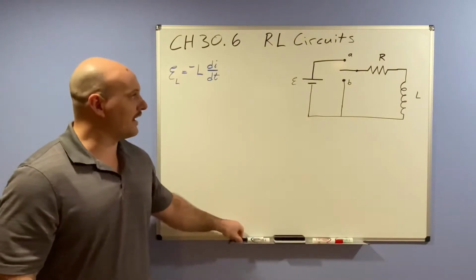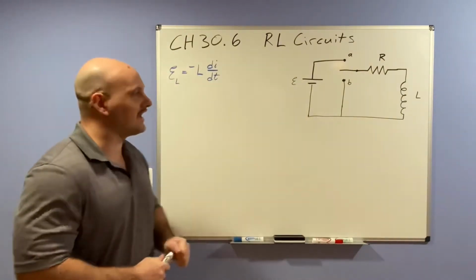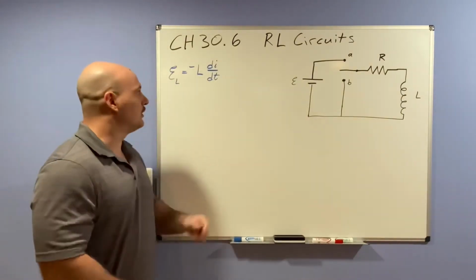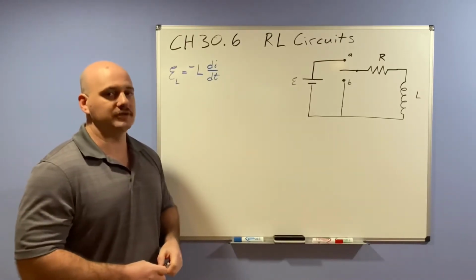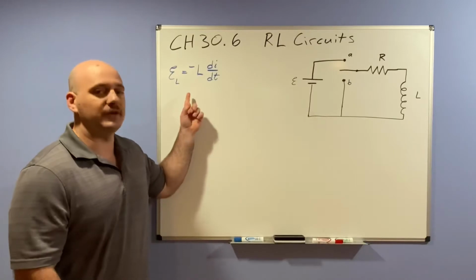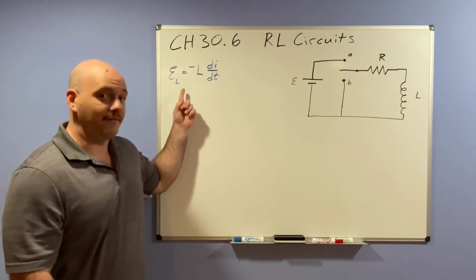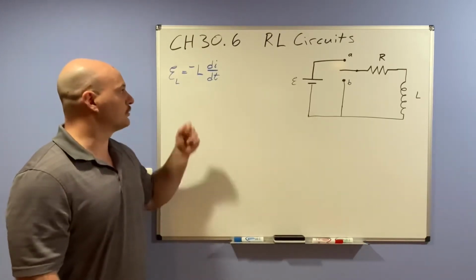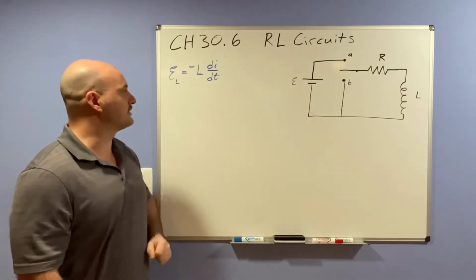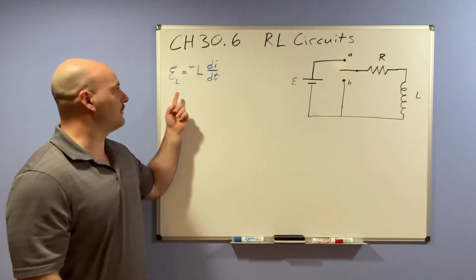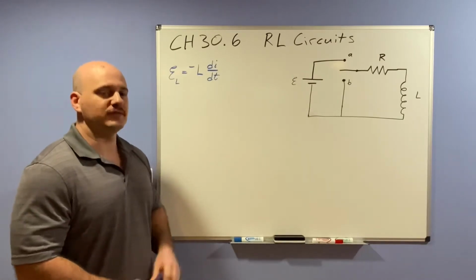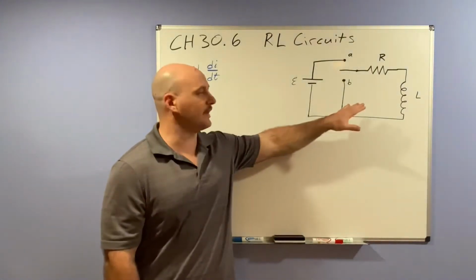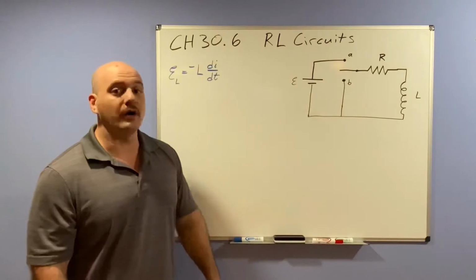I want to remind you about one aspect of inductors. We said that when there was a changing current through an inductor, then there would be a self-induced EMF. That's self-inductance through that inductor, given by this expression. That self-induced EMF is the negative times the inductance times the rate of change of current. This is going to come into play when we're calculating our RL circuit.